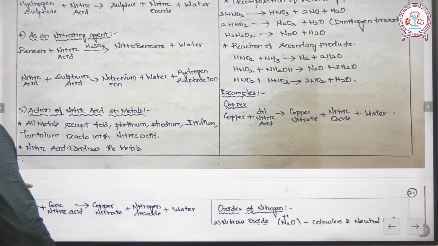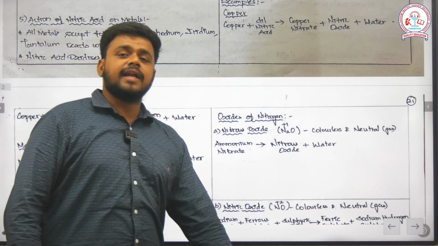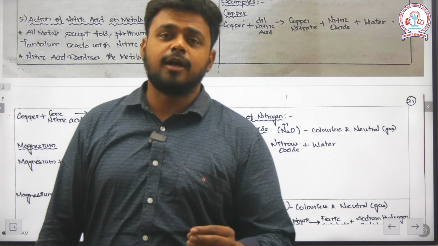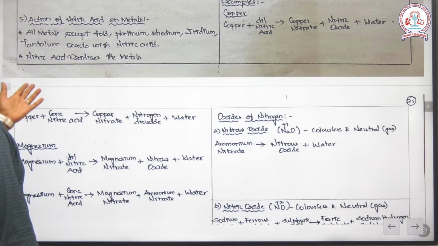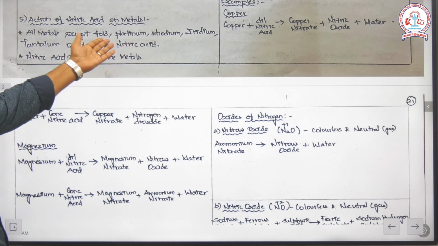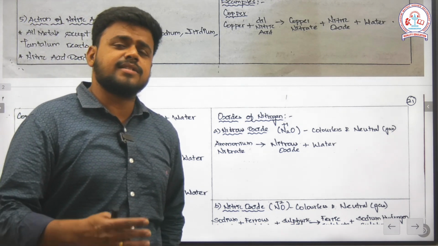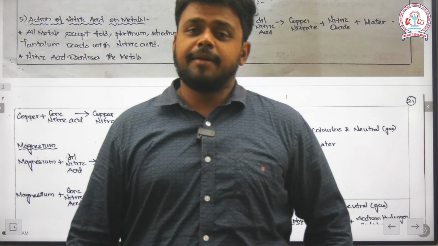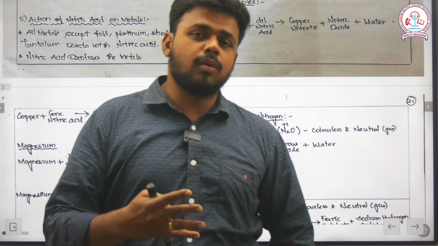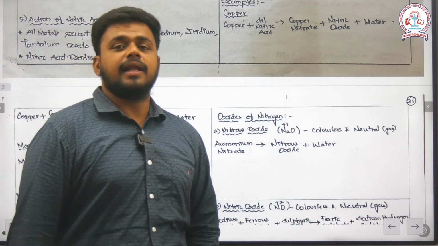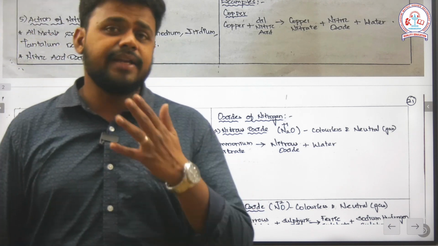Next one. Action of nitric acid with the metals. See, mostly nitric acid will not react with the noble metals like platinum, gold, etc., iridium, rhodium, and tantalum, all these metals. But it has a tendency to oxidize certain metals like magnesium, zinc, then we have got copper. These kinds of metals get oxidized easily by the nitric acid.